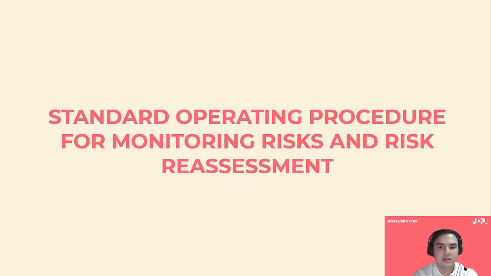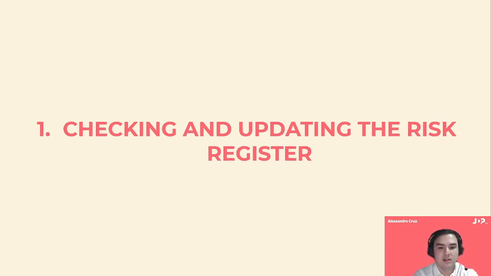Next, I will talk about the standard operating protocol for monitoring the risks. Risk monitoring and reassessment are done every group meeting. This happens after every approved change request as well. If a risk occurs, our first step is to check and update the risk register. You must first update the status of the risk that has occurred. If it is not there, then it is inputted in the risk register.